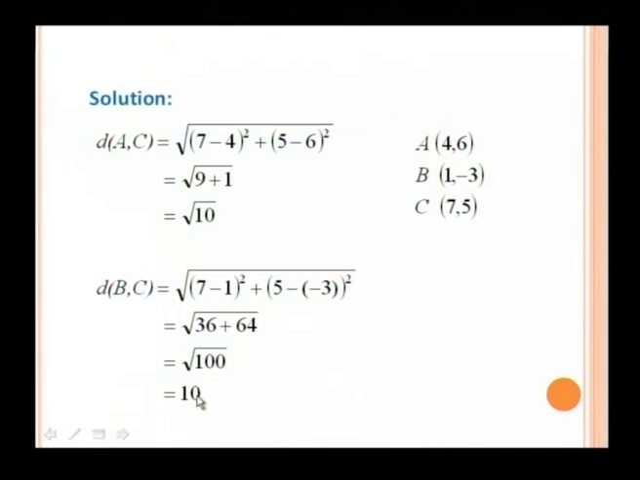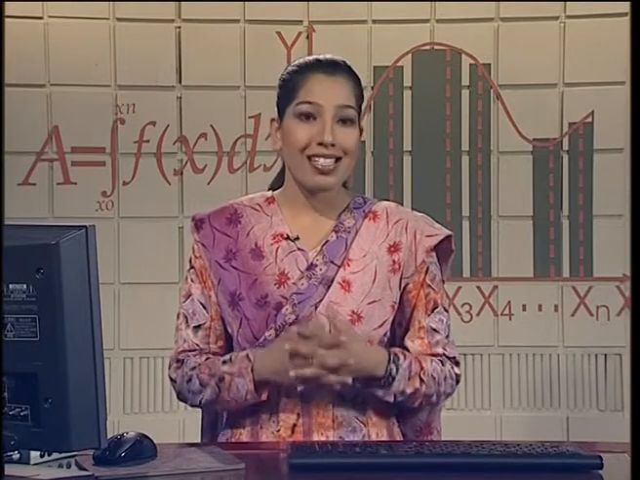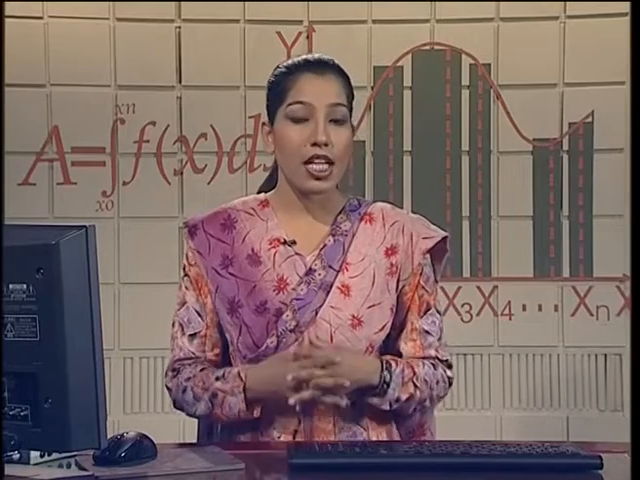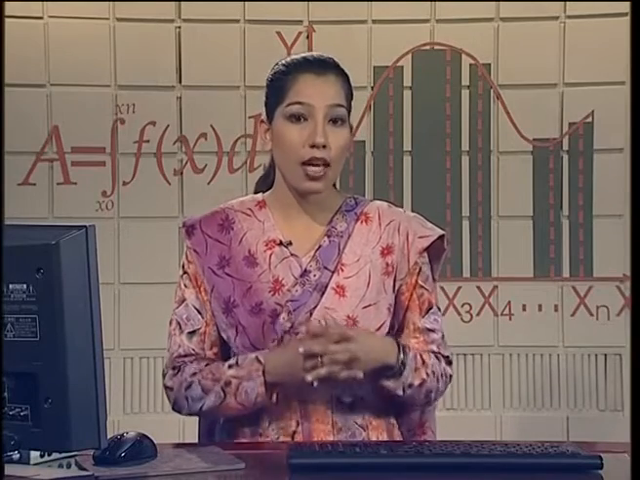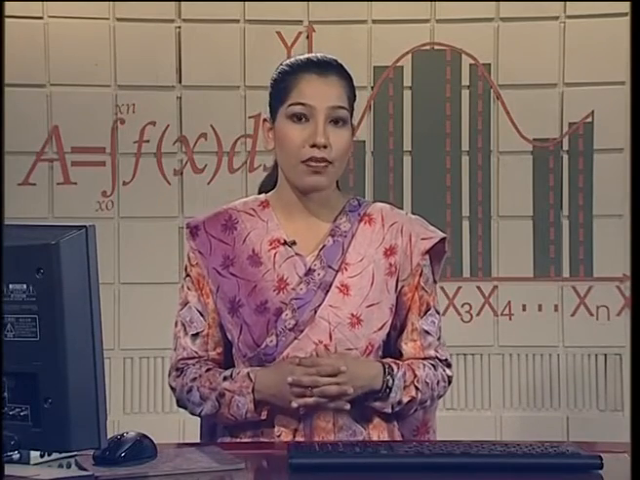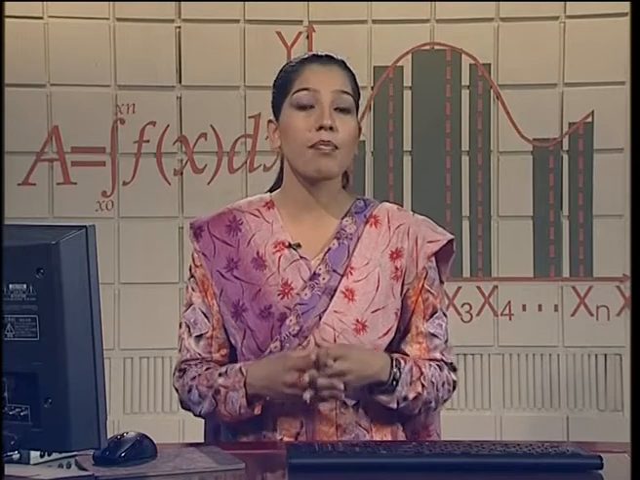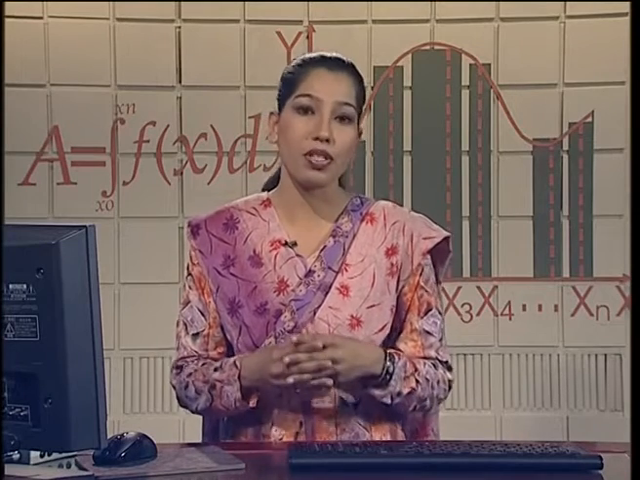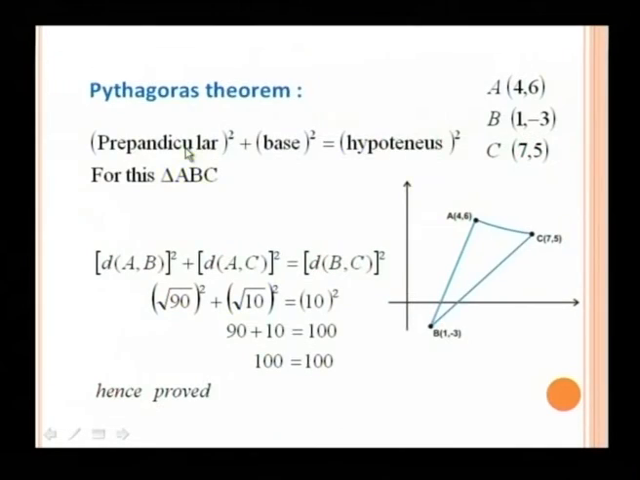Simplification gives you 10. As we have found all 3 distances between these 3 points, now we can prove the distance accuracy by the Pythagoras theorem. You can see the figure and the proof of this Pythagoras theorem on the screen. We know that the Pythagoras theorem is perpendicular square plus base square is equal to hypotenuse square.